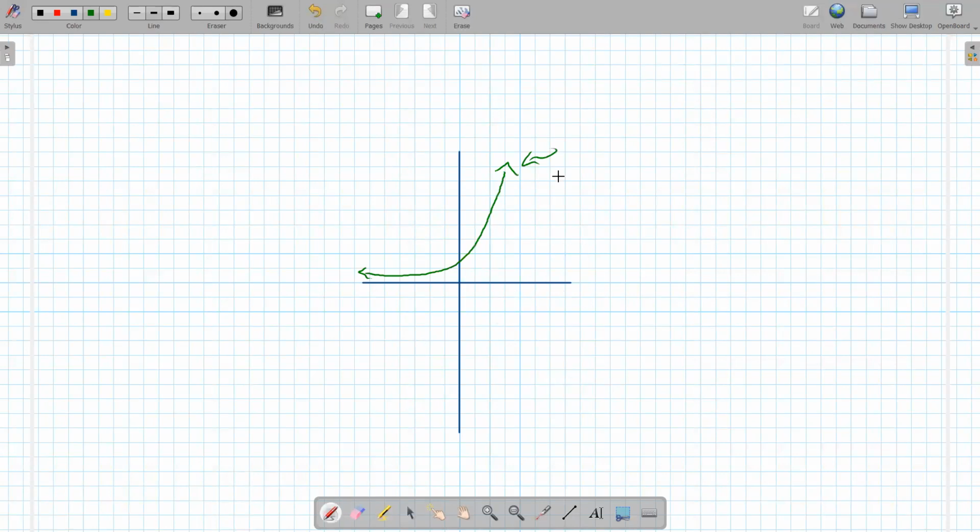Yeah, it's exponential. Anything exponential just means you have some base and then you do it to the power of x. So here I'm going to say my base is 10 and I'm going to do 10 to the power of x.